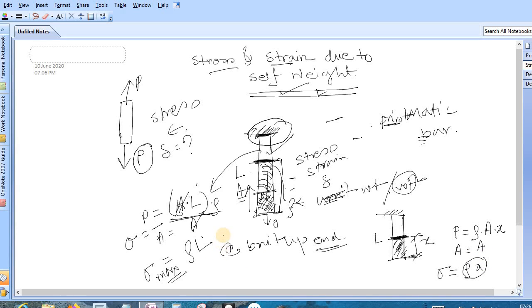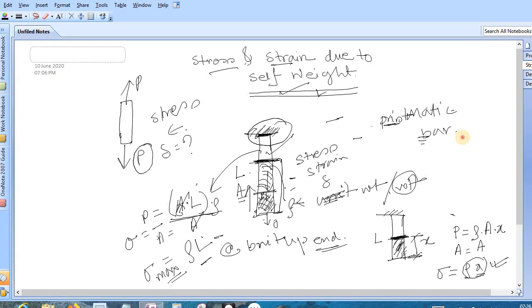So here you can see maximum is rho L, and at any section it is rho x. So stress is a function of your length, or stress is varying linearly. Clear?